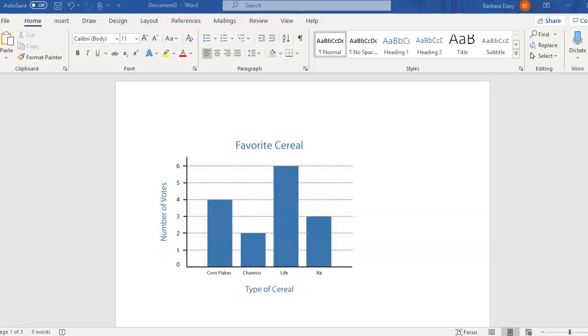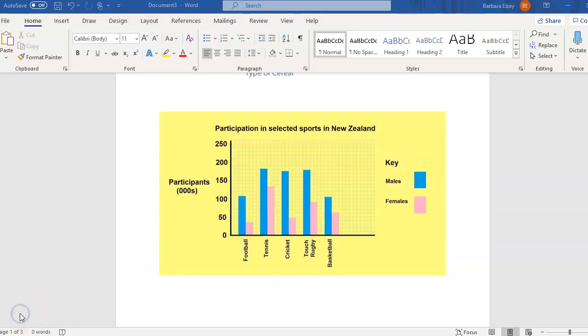Now, we can also, in bar graphs, represent more than one set of data and compare them. So here is a bar graph that compares males to females when it comes to their participation in selected sports in New Zealand. And notice when we're comparing, we have a key that tells which bar represents the males and which represents the females. If we want to, we can compare more than 2 groups, but we have to have a key over here telling us what we are looking at.